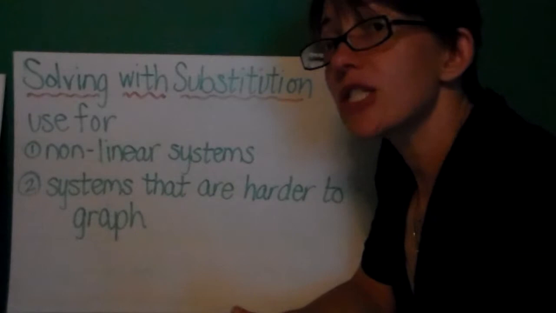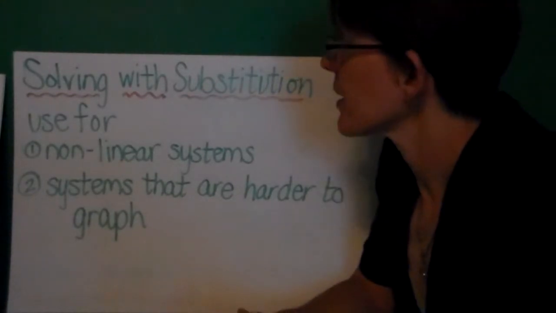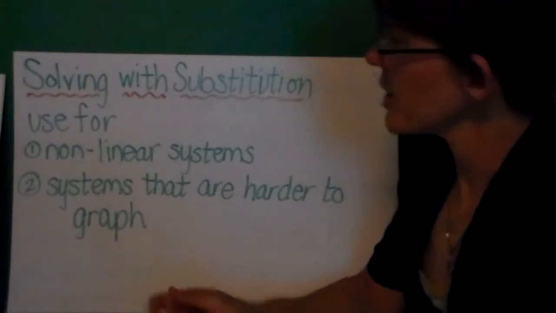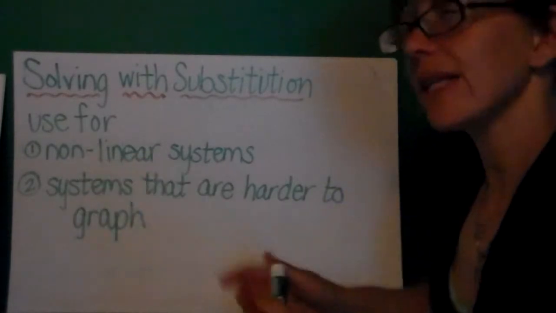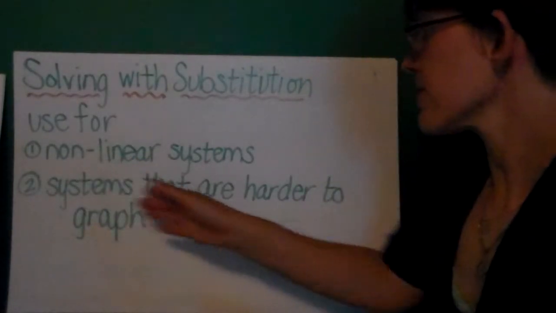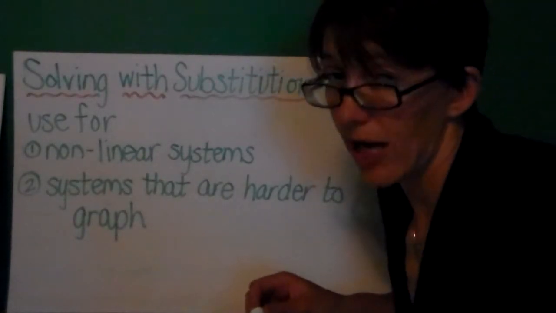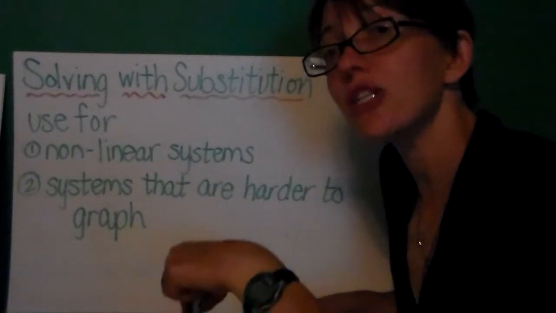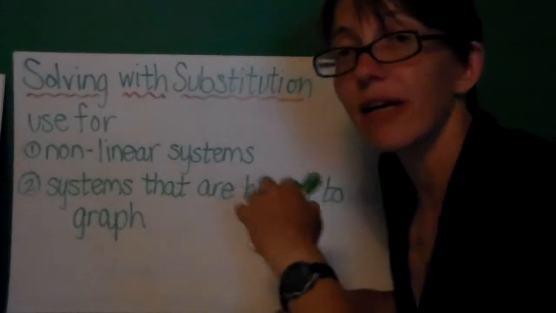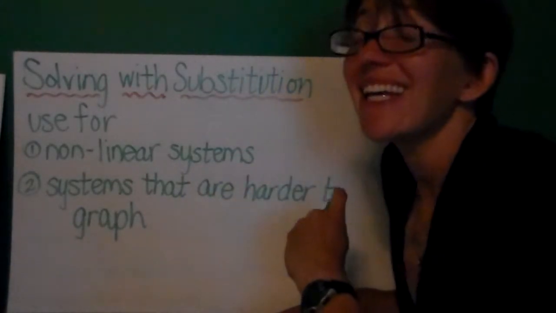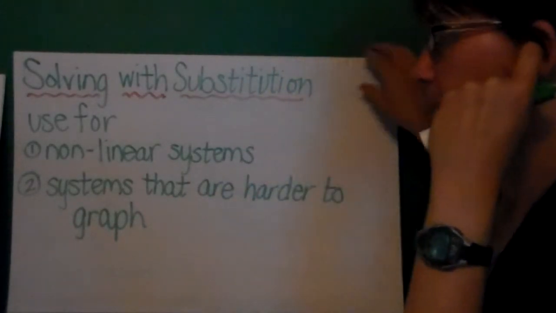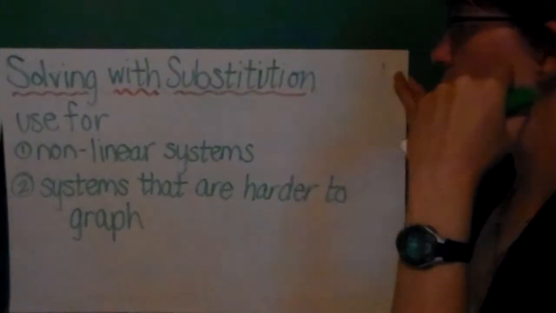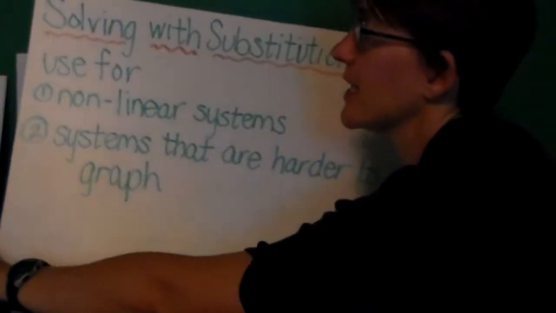Another option is solving with substitution. Now, solving with substitution, you can use for nonlinear systems. You can also use it for systems that are harder to graph. You should only use it when it is easy to solve for one variable or one unknown in each of the equations. So we're going to look at an example where solving with substitution is a good idea.